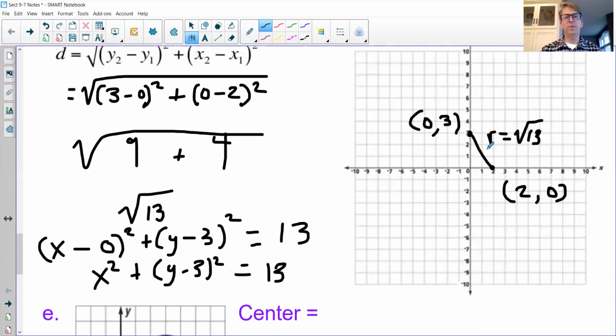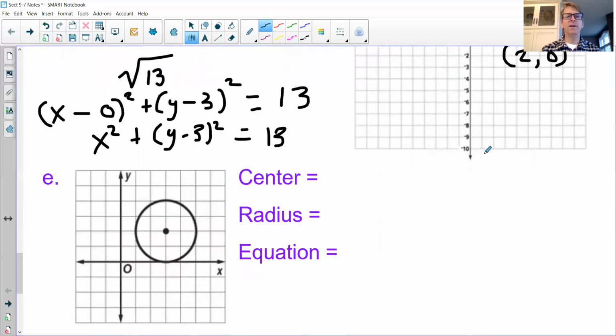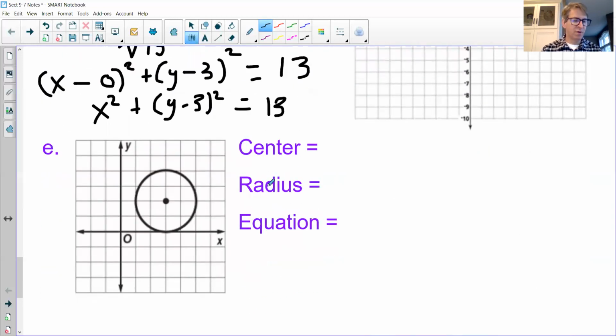And the last one on this page is identifying the center, the radius, and the equation of the following circle. Okay, the center is fairly easy to see. 3, positive 2. The radius is fairly easy to see too. The radius is 2 units.